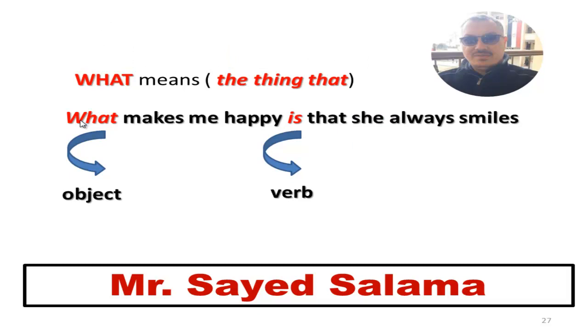What sometimes means the thing that. So what makes me happy is that she always smiles. What is a subject, makes is a verb. So what is not a relative pronoun. This is a subject.